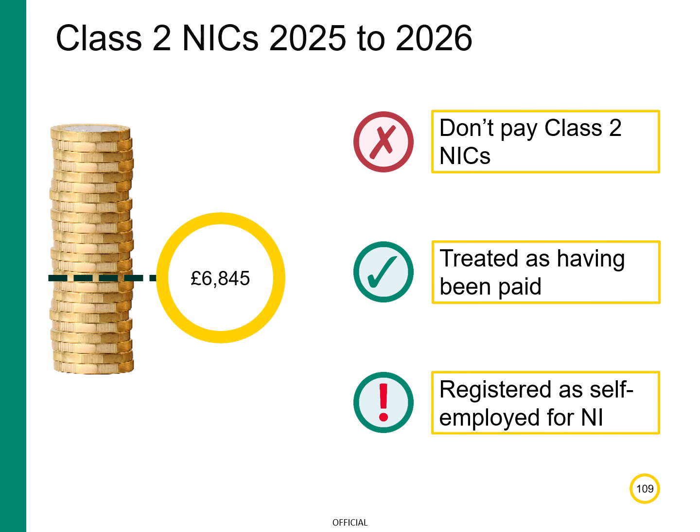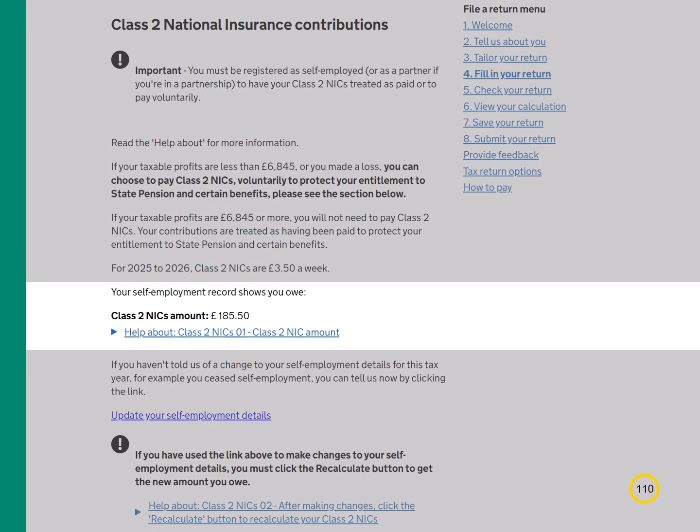If your taxable profits in 2025 to 2026 are at or above the small profits threshold, your contributions are treated as having been paid. You must be registered as self-employed for National Insurance purposes for this to happen. On your tax return, the amount shown is the amount HMRC believe is due based on your National Insurance records, so the number of weeks you were registered as self-employed. The amount will still show even if your Class 2 contributions are treated as having been paid, and you need to check the amount is correct.